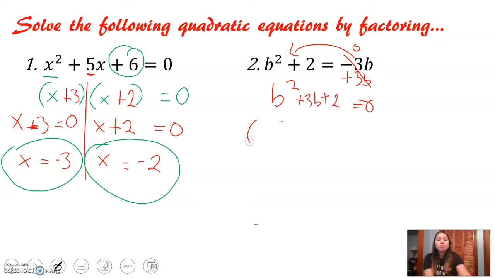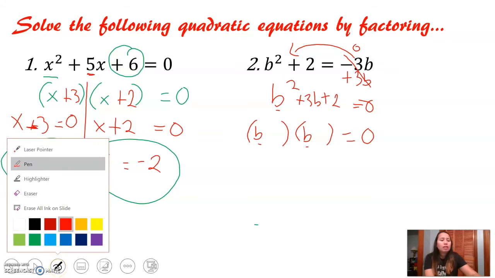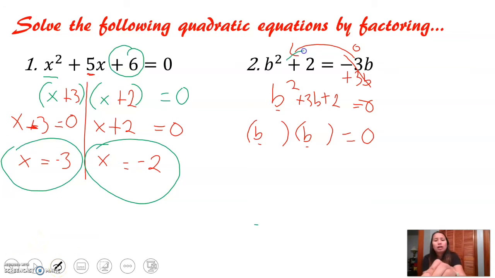So what I'm going to do is to draw 2 sets of parentheses. I'm going to get the factors of b squared first, which are b times b equals b squared. And take a look at the third term here, positive 2. What are the factors of positive 2? Obviously, it's just positive 2 and positive 1. We also have negative 2 and negative 1.